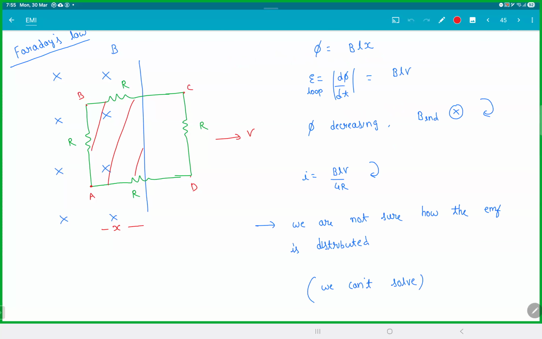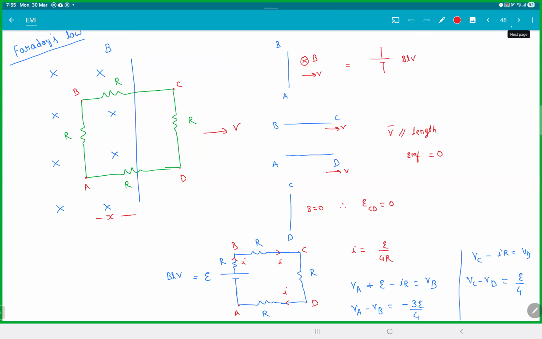So the motional EMF will tell you where it is. This was the motional EMF actually. So the EMF is occurring only in the AB branch. There is no EMF in the remaining 3 branches. So this is one decent question.